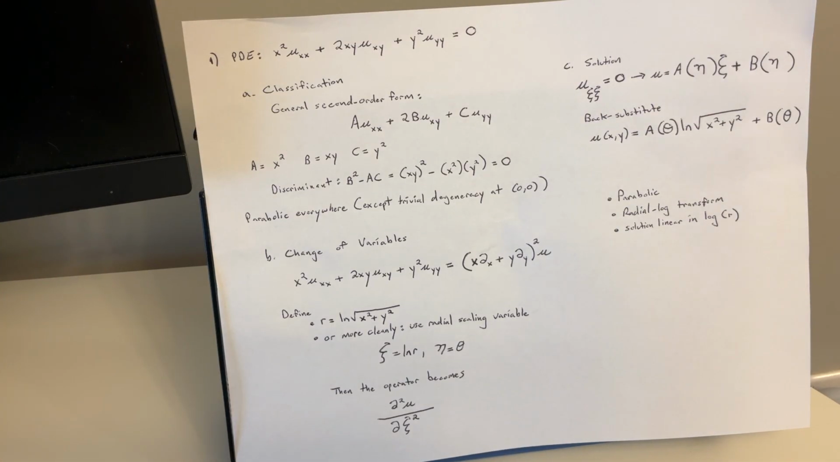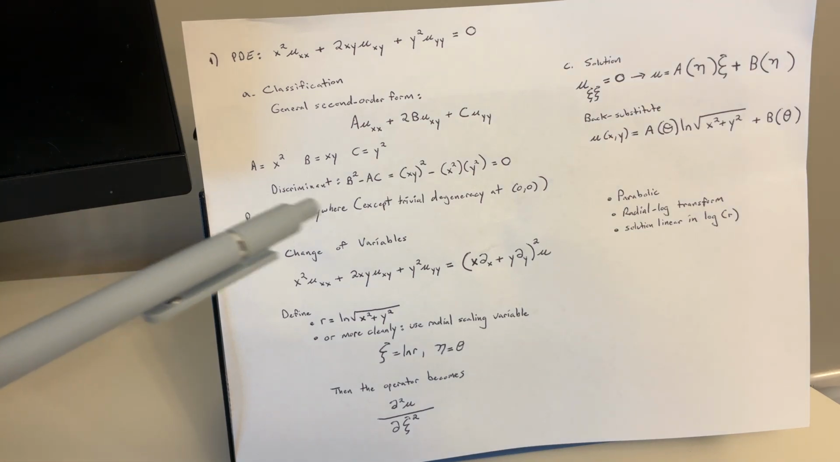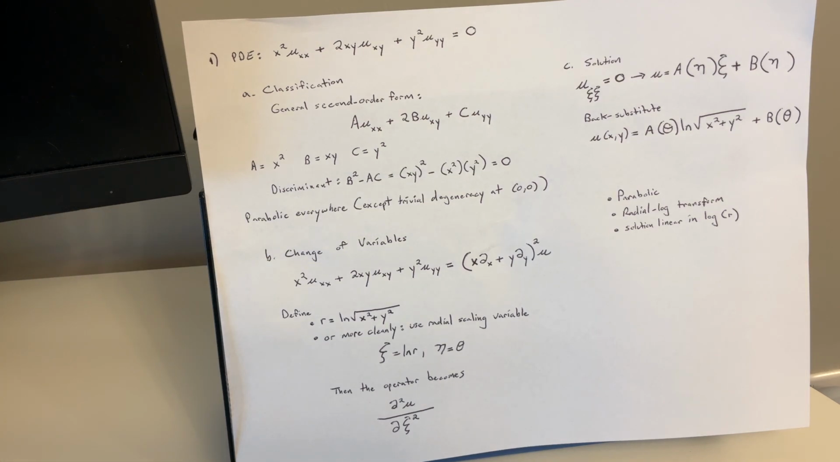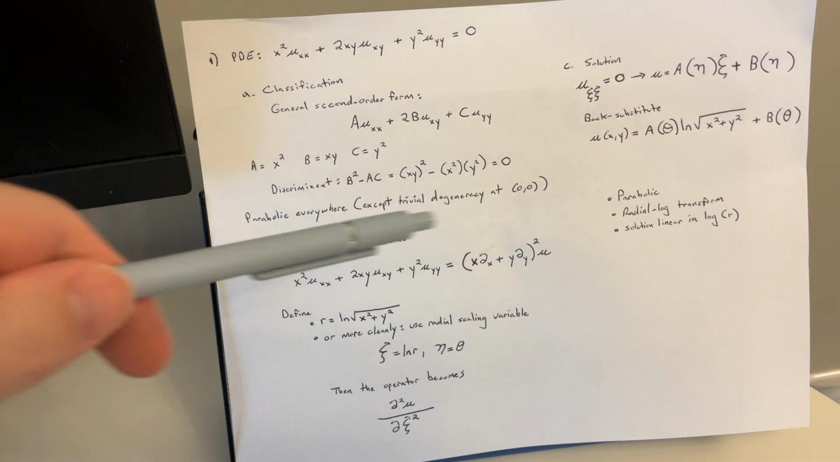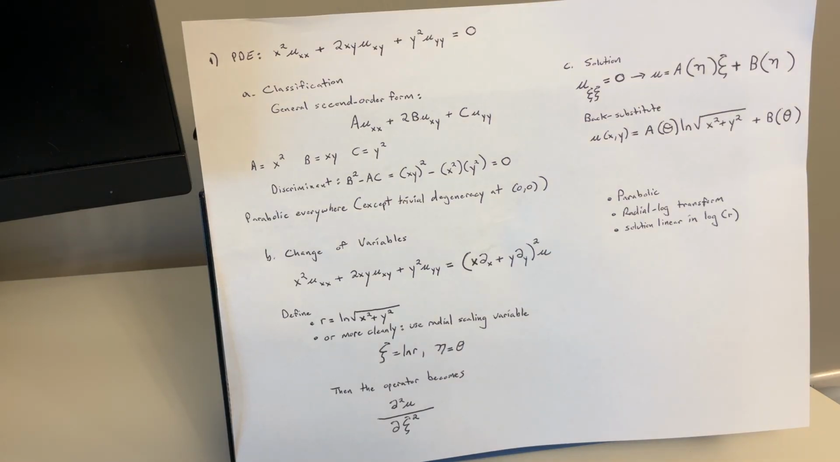We can classify this very quickly. This is a general second order form: a u_xx plus 2b u_xy plus c u_yy. Second derivatives there. We'll let a equal x squared, b equal xy, c equal y squared. We could calculate the discriminant using b squared minus ac, and quickly we arrive at 0. So what this would indicate, we could classify this as parabolic everywhere except at the origin (0, 0), where we have a trivial degeneracy. Okay, so that's letter A.